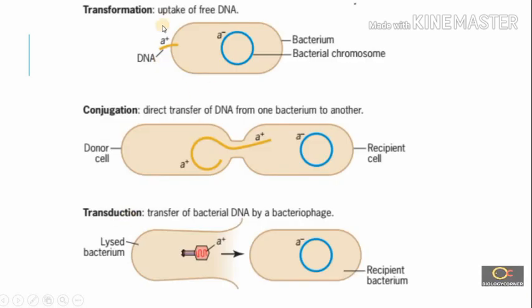Here in this diagram you can see all three possible modes of gene transfer: bacteria absorbing free DNA molecules from the environment; cell-to-cell contact between bacterial cells through a conjugation tube, where one cell is acting as a donor and the other is a recipient cell; and a bacteriophage carrying a bacterial gene from one bacterial cell to the next.